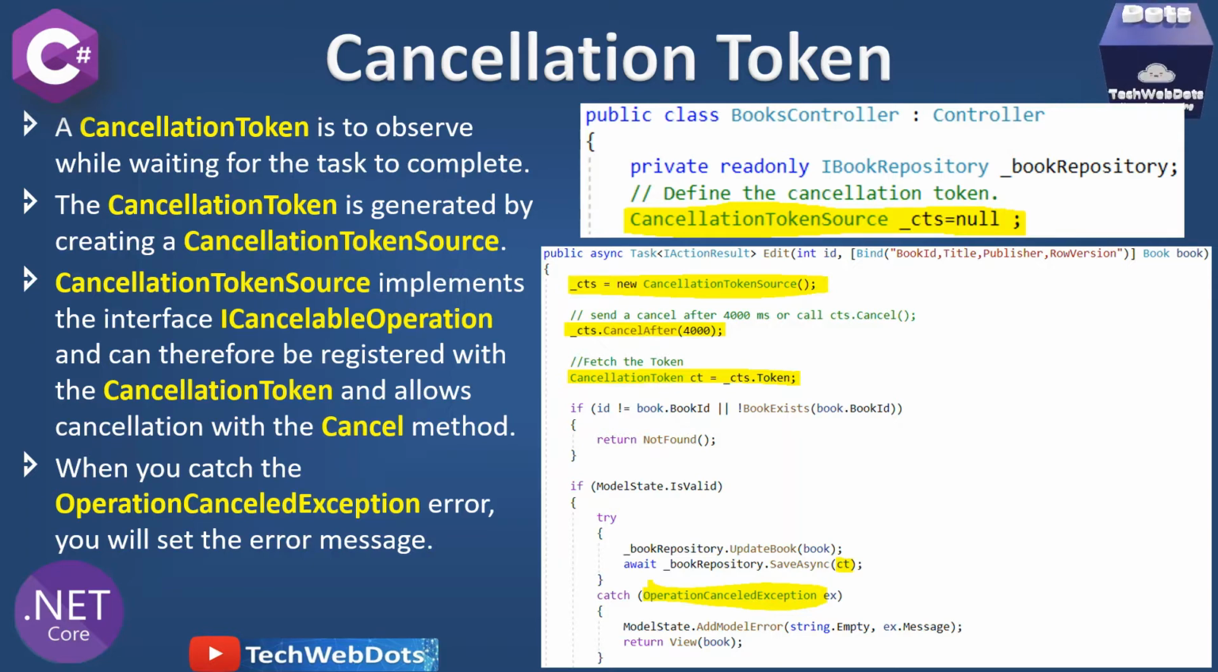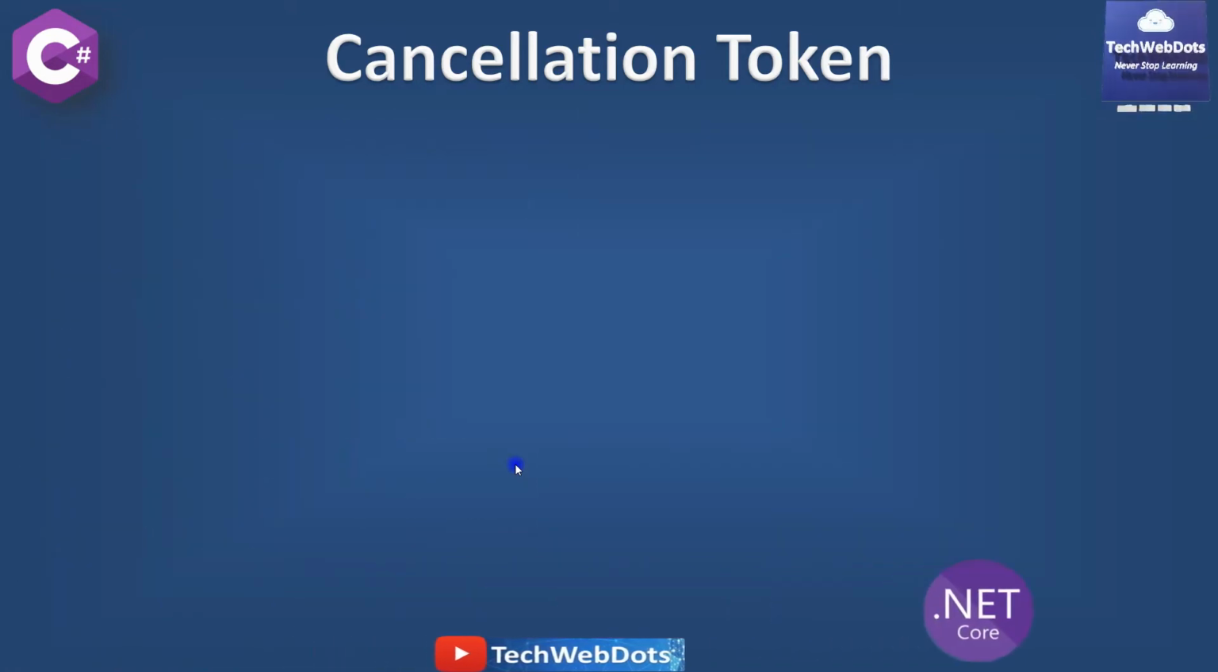Then after that you can see if there is any exception coming from the SaveAsync method, then we are handling that as an operation cancelled exception, and we are adding this exception detail into our model state. Okay, ideally it is not the best practice to directly use the error message in the model, but just for demo purposes I am using it.